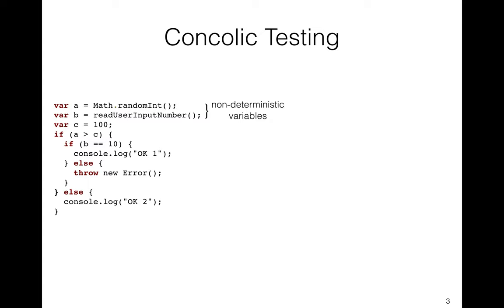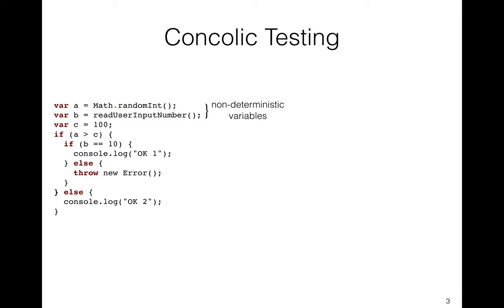To make this idea of steering execution a bit more concrete, I'll show how a Concolic tester would test this example JavaScript program. If you look at the code of this program, two things become apparent. The first is that this program corresponds with three different program parts, one part in which an uncaught exception is thrown, and two parts that are fine.